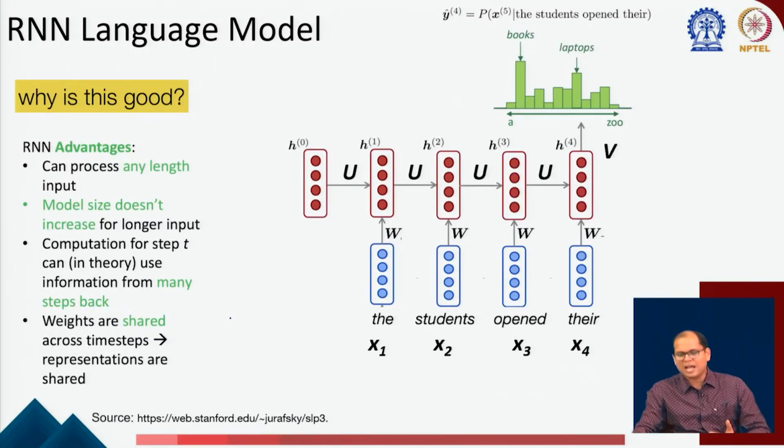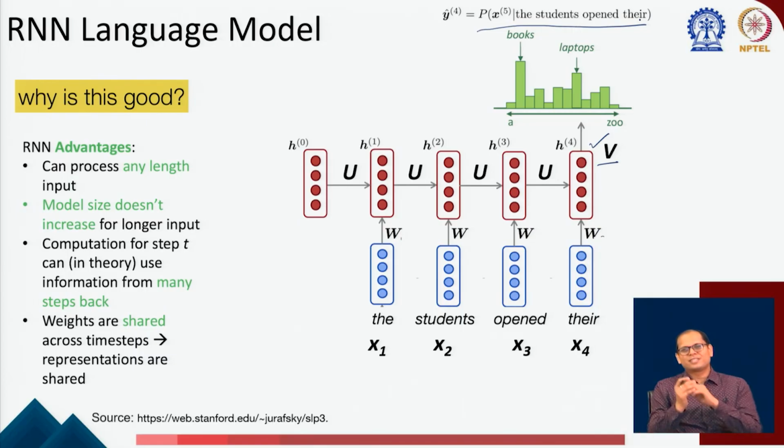And you go up to the last word in your prefix, you get the final representation H4, and now you know the next process. You will multiply this with the matrix V. This will project into the vocabulary dimension. I'll apply softmax and I'll get a probability for the entire vocabulary, right? Each word in the vocabulary, I get a probability.